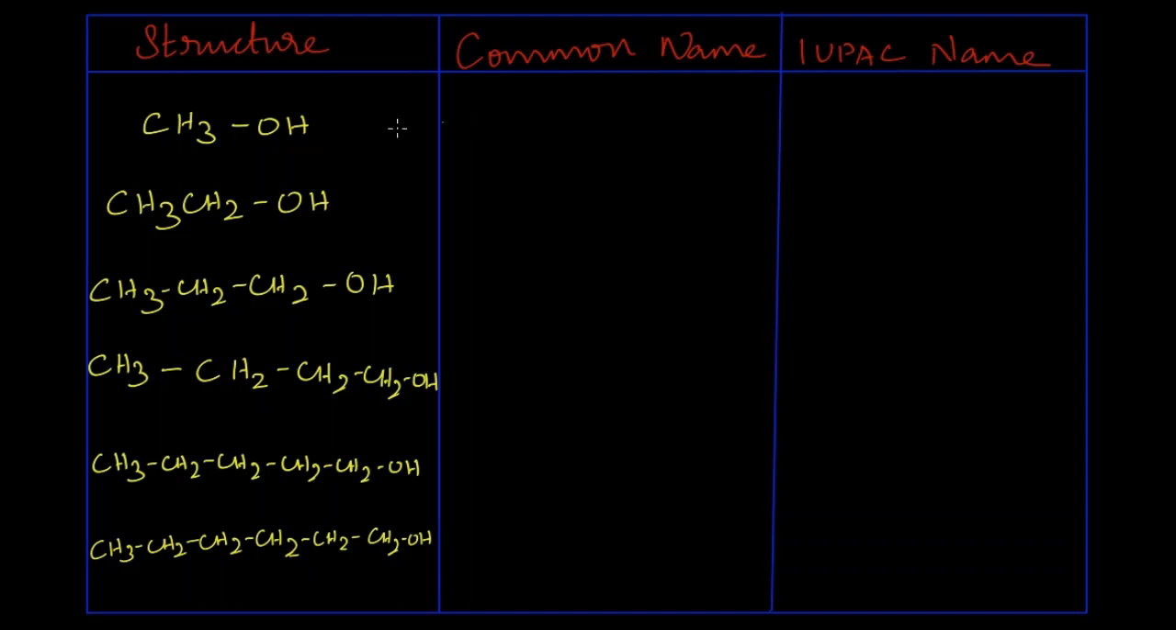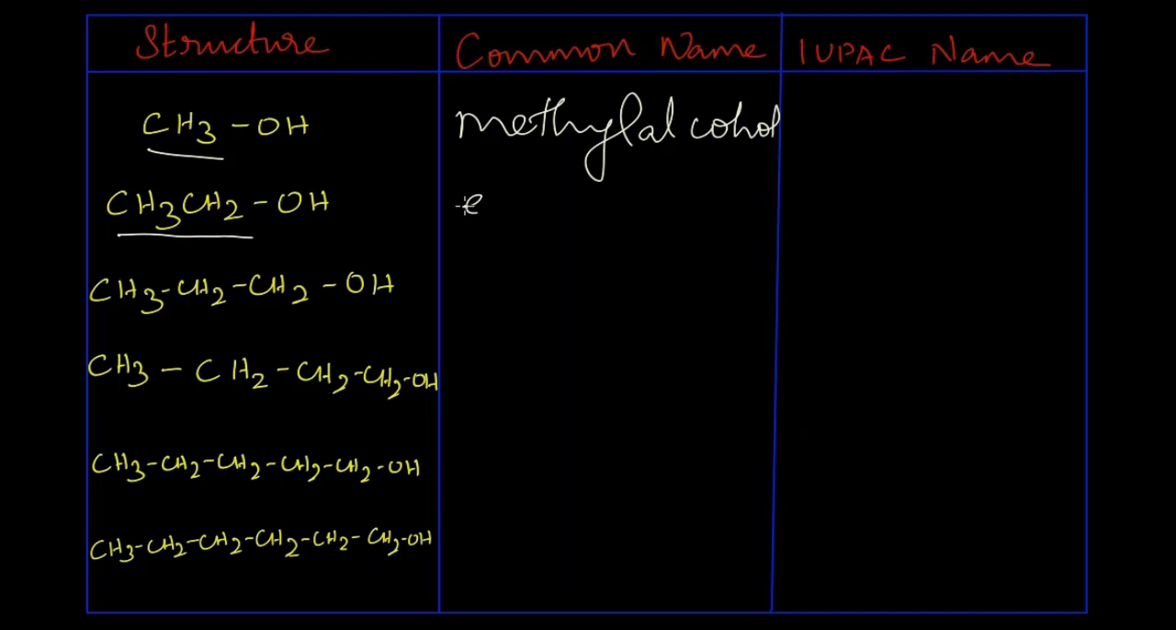Now we are going to name the alcohols. First we shall give the common name for them. CH3, we call it methyl. So the name of that compound is methyl, and OH is present there, so alcohol. So methyl alcohol is the common name for this compound. And let's come to the second compound. This is CH3CH2, known as ethyl, and this is alcohol. So the name of this compound is ethyl alcohol. And here, 3 carbons, it's propyl. So propyl alcohol.